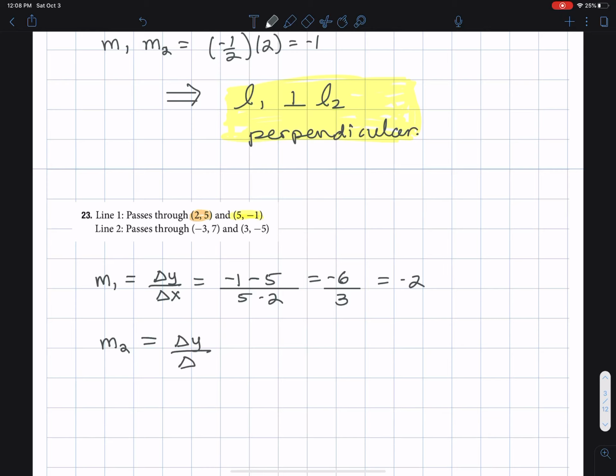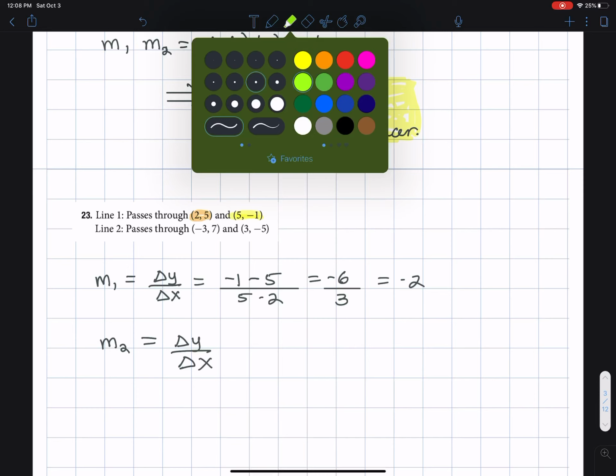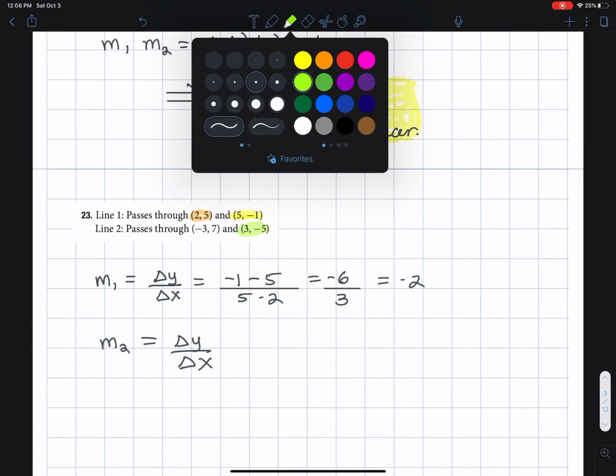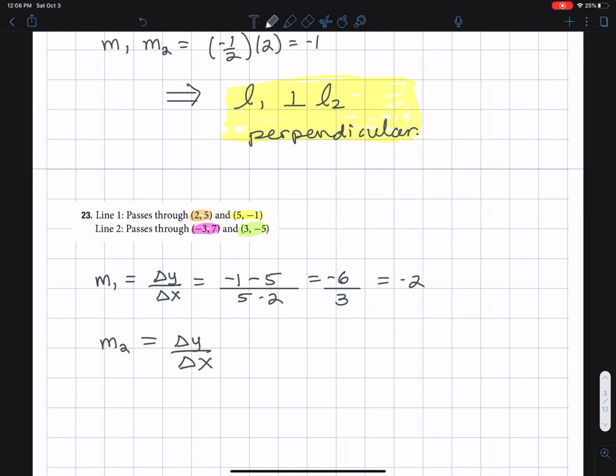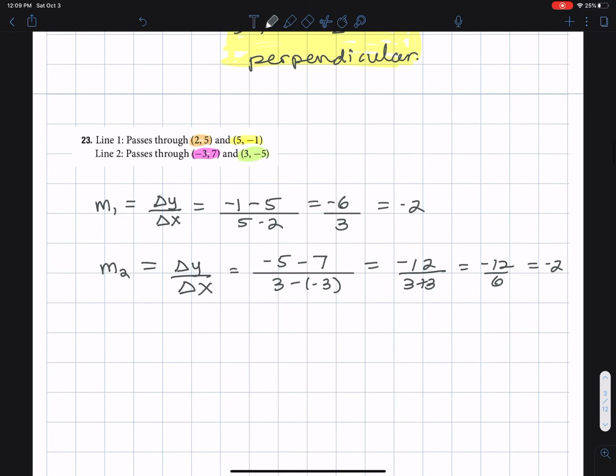Now I move on to the next pair of points: 3, negative 5, and negative 3, 7. Negative 5 minus 7, and 3 minus negative 3. Things are getting exciting here. Negative 12 over 3 plus 3, and that's negative 12 over 6, which is also negative 2. So what's the conclusion? M1 is equal to M2. Therefore, L1 is parallel to L2. So I'll write parallel.